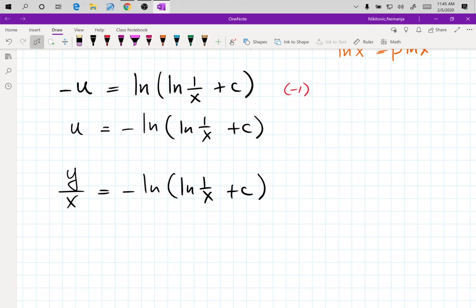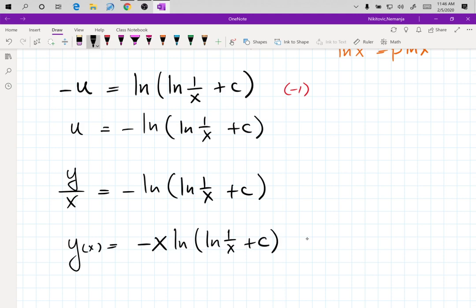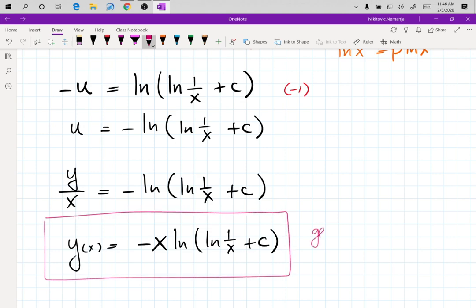And you just multiply this x to the other side. Y of x is equal to negative x ln of 1 over x plus c. And this is known as your general solution, because they did not provide any initial conditions. Actually, the first 30 problems in your homework do not provide initial conditions at all.